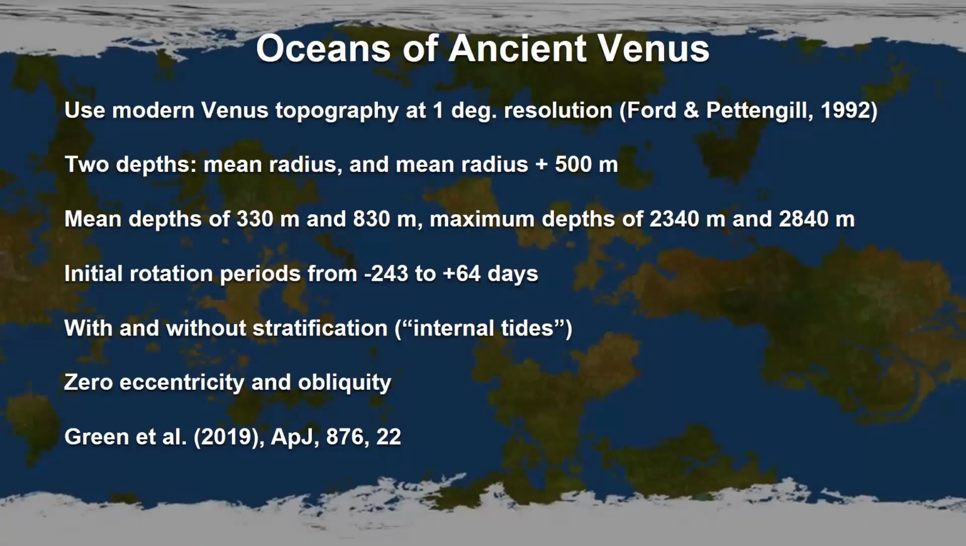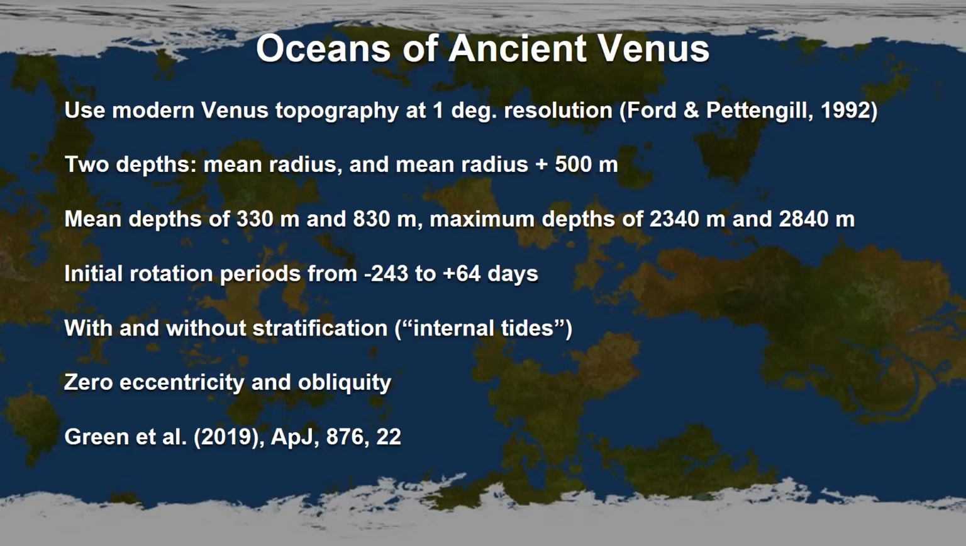So what we did is we started with basically modern Venus's topography. Of course, we don't know what ancient Venus's topography and bathymetry might have been like, but we started here because the topographical features of the planet are available. We then created many sea levels. We ended up focusing on these two, where the sea level was the mean radius, and another one with an extra 500 meters of water. That corresponds to these kinds of oceans with these depths and maximum depths here, so something similar to the Earth.